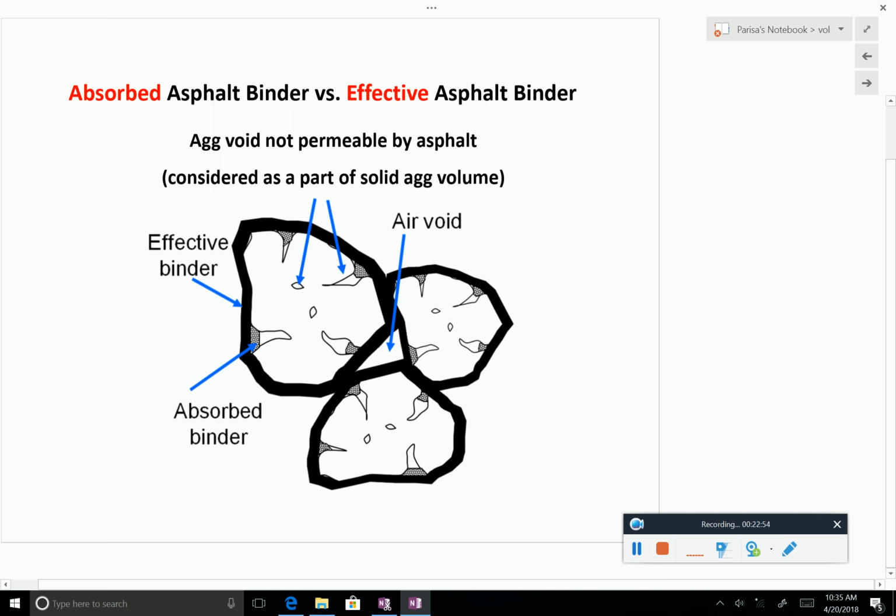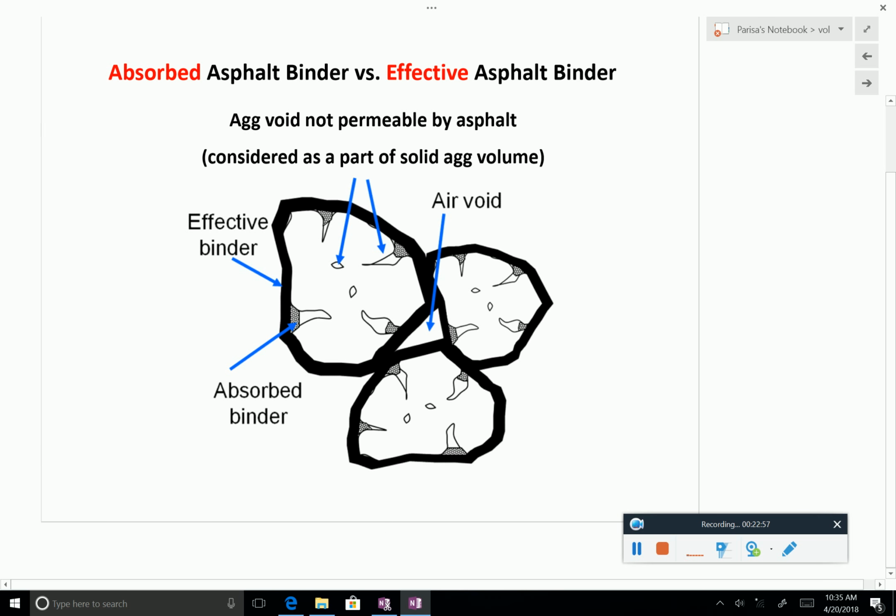Now, if you look at how things are inside asphalt, we have air voids. There are some voids inside the aggregates. We consider them to be a part of the aggregate. What is important is this absorbed versus effective binder. Everywhere else in this chapter, wherever you see the subscript E, this is effective, A is absorbed.